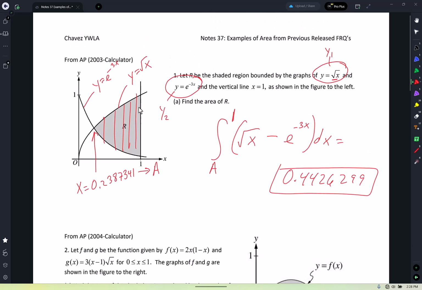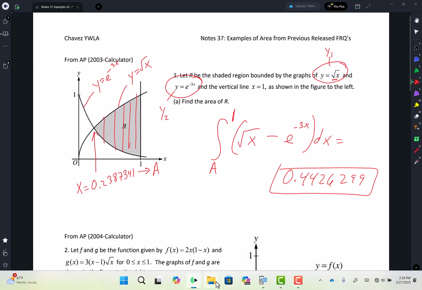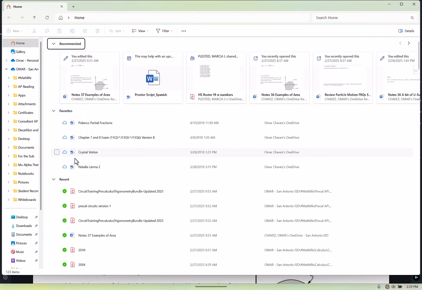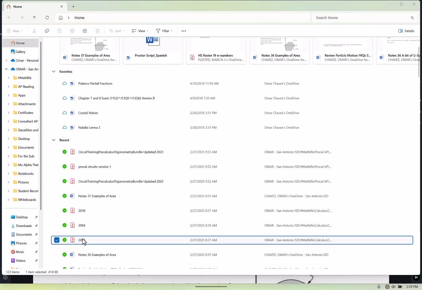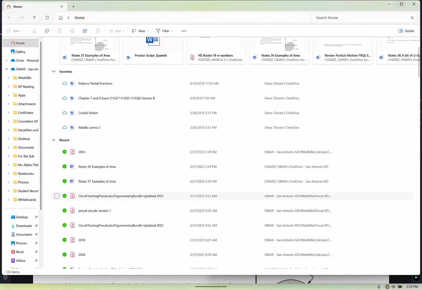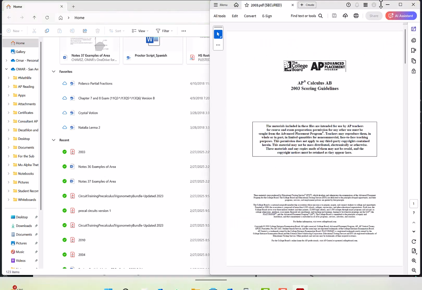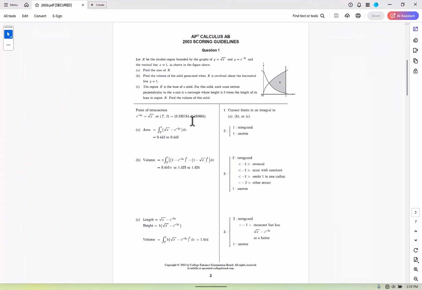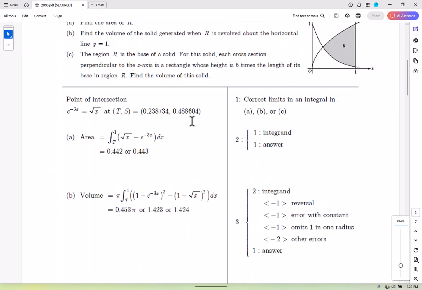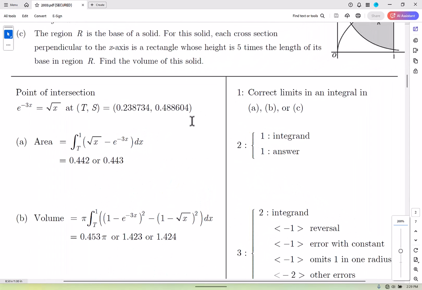Yeah, I know there's more questions than this, but we don't know volume yet. What's 2003? Okay, let me take out 2003. It's already here, guys, because I took it out this morning. At least I thought I did, yeah. Okay, look at the rubric for 2003. Let me maximize it. All right, here it is. Yeah, look. Okay, so first it was worth 2 points, for the correct limits, but it also counted for B and C.